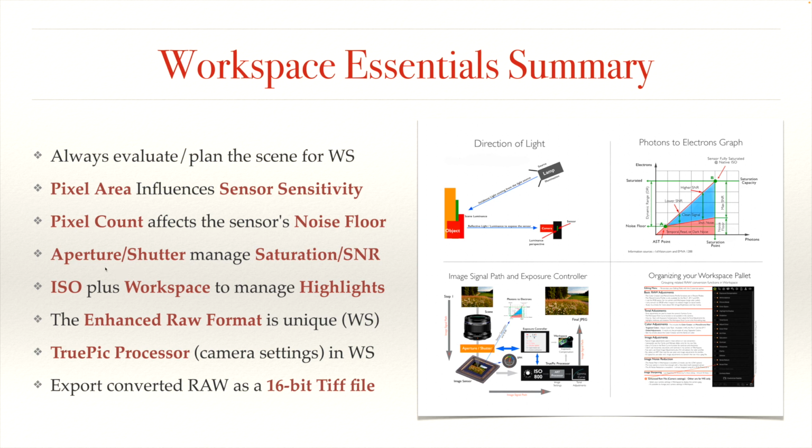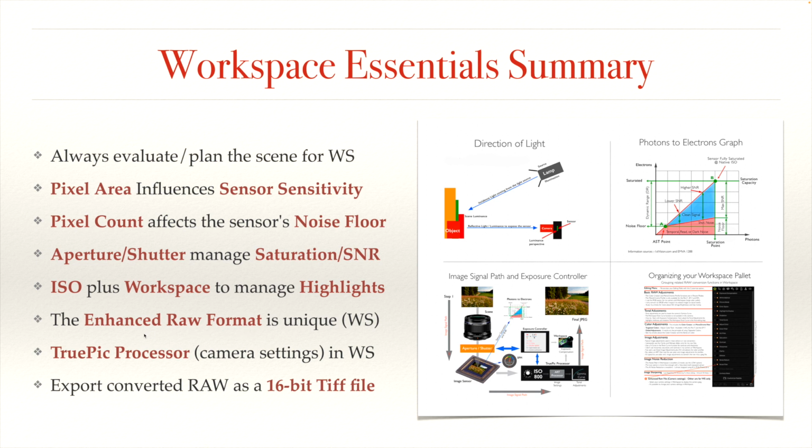The next one is shutter speed and aperture, which control my sensor saturation, the S and R levels. And then the ISO plus Workspace manage highlights. So I can do it in the camera with the ISO or in Workspace. That is, if I have a saturated sensor, which is not clipping, and you now know how to adjust your camera not to clip the sensor.